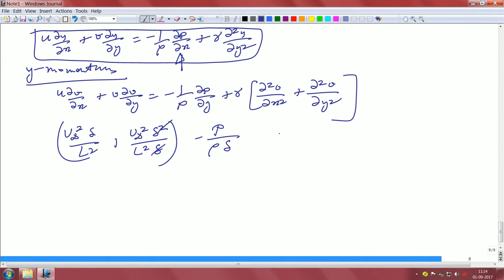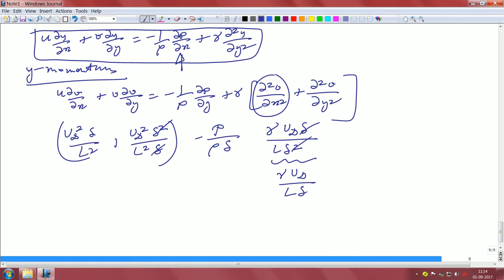The third term over here will be gamma u infinity, u infinity delta by L delta square. So, that will be the term that we will have. This is the final term. This term we obviously know is going to be small, once again because of the same argument that we made in the last class. So, this goes down. So, ultimately this particular term boils down to u infinity by L delta.